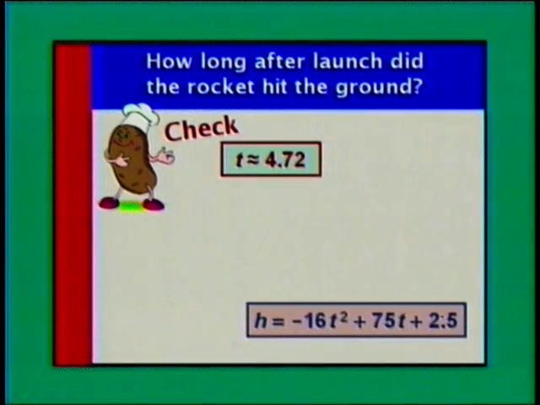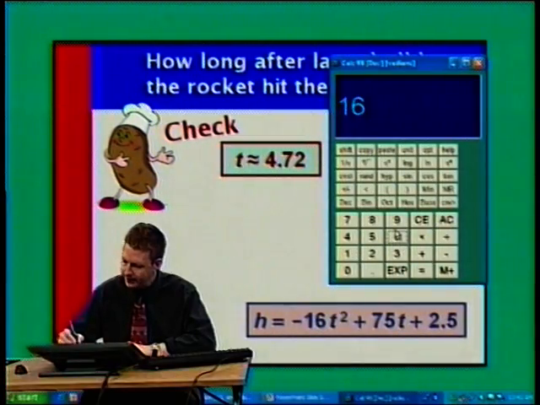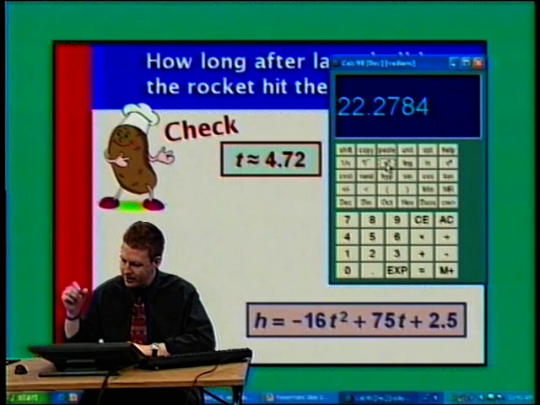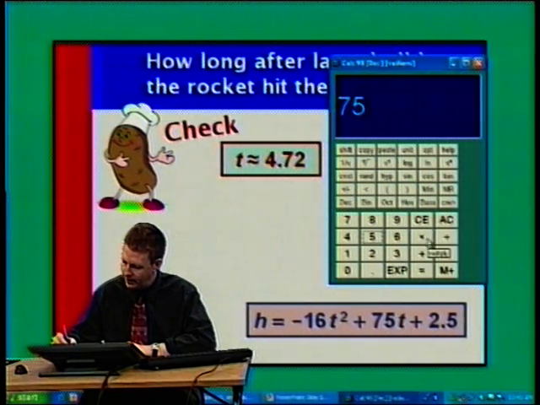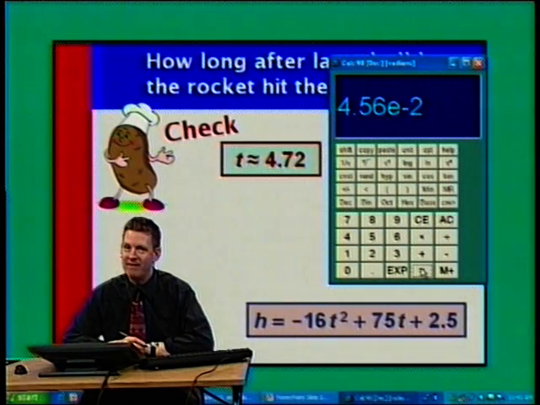Of course, we need to check this. So let's get out our calculator one last time. And let's take 16, change the sign, times 4.72 squared plus 75 times 4.72 plus 2.5. And here we have that funny scientific notation again. This number is trying to tell us 4.56 times 10 to the negative 2. That's about 0.045, which is pretty close to 0. Close enough for our check because remember, our value for t was just an approximation.